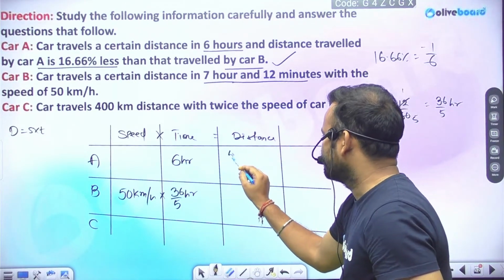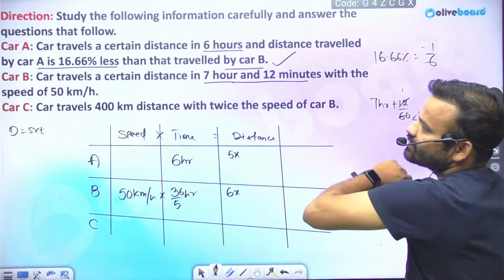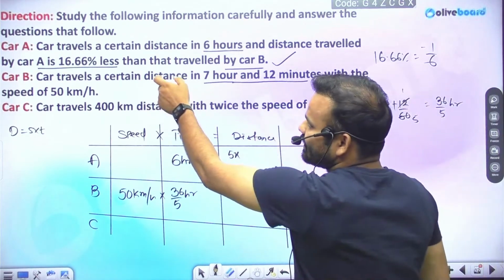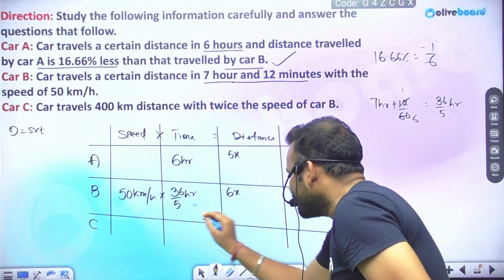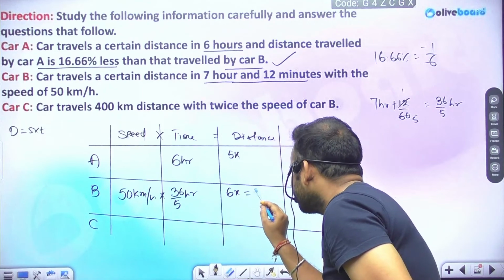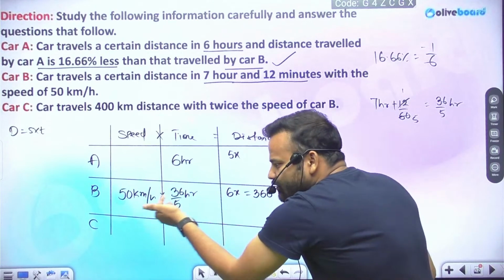This was 5x and this was 6x. So initially it was given that the distance traveled by car A is less as compared to car B, and this 6x is representing what? 360. How come you are having 360? Sir, speed into time is what distance?